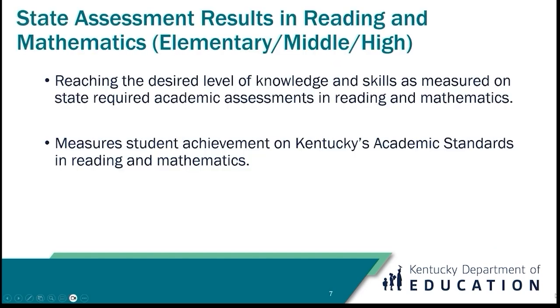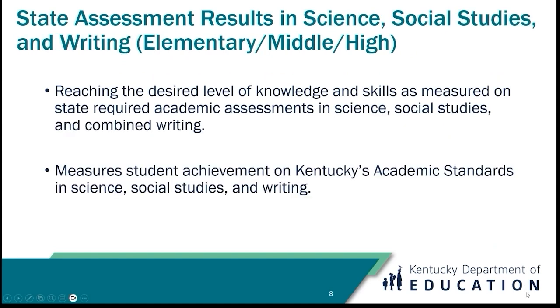State assessment results in reading and mathematics are reported for elementary, middle, and high school levels. Proficiency in this indicator is defined as reaching the desired level of knowledge and skills as measured on academic assessments in reading and mathematics. The assessments referred to in that definition are KSA and AKSA.